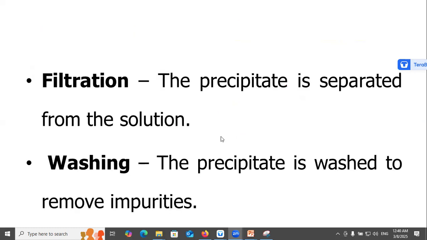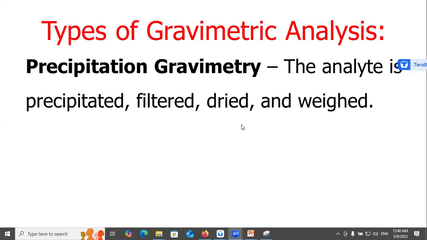Filtration. The precipitate is separated from the solution. Washing. The precipitate is washed to remove impurities. Types of gravimetric analysis. The first one is precipitation gravimetry. The analyte is precipitated, filtered, dried, and weighed.